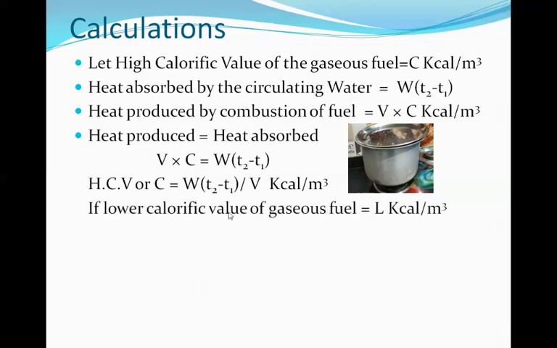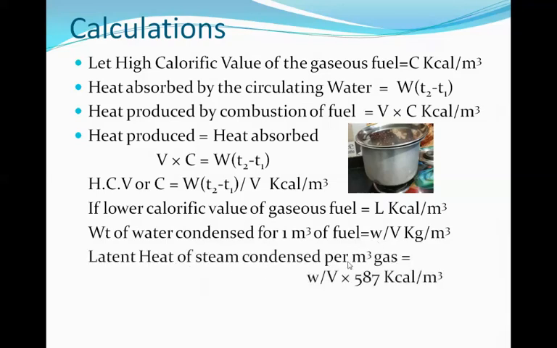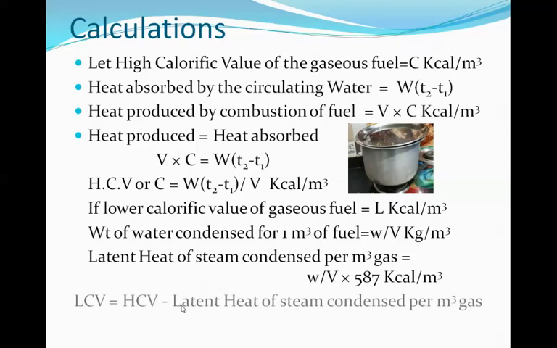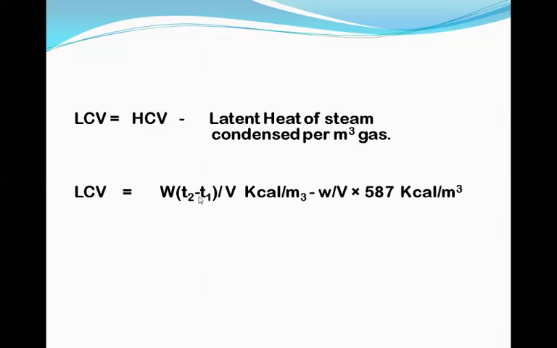So, in this way, if the lower calorific value of the gas as fuel is L kilocalories per meter cube, and the rate of water condensed for 1 meter cube of the fuel is given by small w per V kg per meter cube, where small w is the weight of the water condensed during the combustion, then the latent heat of the steam condensed per meter cube will be w upon V into 557 kilocalories per meter cube. So LCV will be HCV minus latent heat of steam condensed per meter cube of the gas. The formula used is LCV is equal to W(T2 minus T1) upon V kilocalories per meter cube minus w upon V into 557 kilocalories per meter cube.